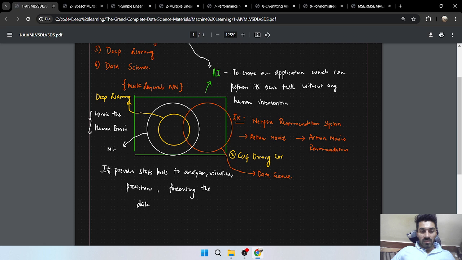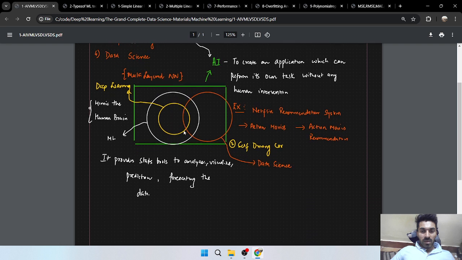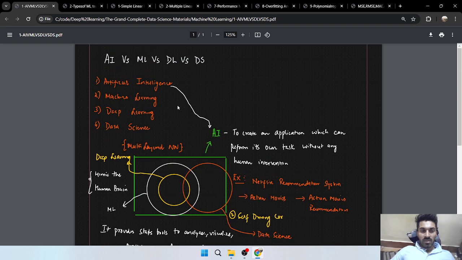So now I think you will understand this in a much better way. Take the example of the Netflix recommendation system. If you watch a movie, algorithms run behind Netflix which suggest movies related to that movie.